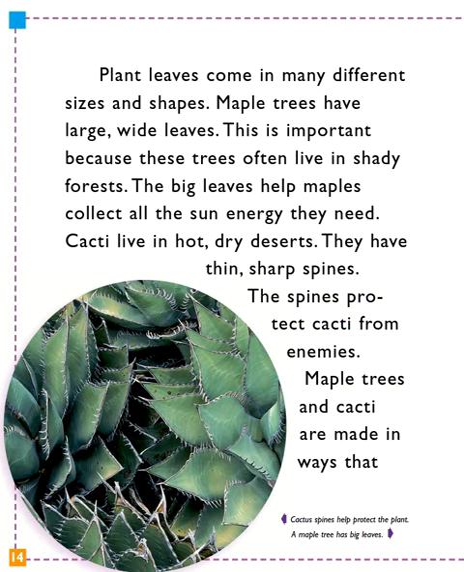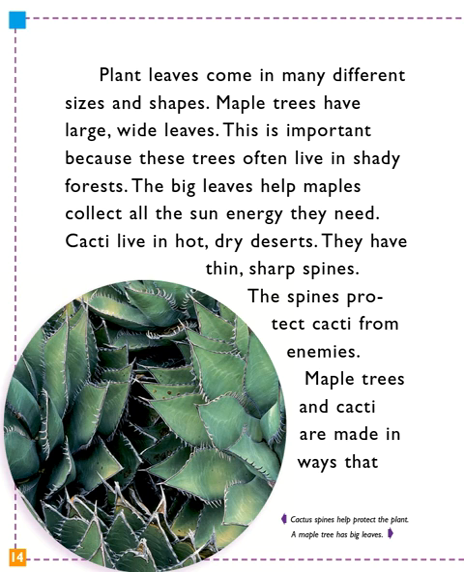Plant leaves come in many different sizes and shapes. Maple leaves have large, wide leaves. This is important because these trees often live in shady forests. The big leaves help maples collect all the sun energy they need. Cacti live in hot, dry deserts. They have thin, sharp spines. The spines protect cacti from enemies.